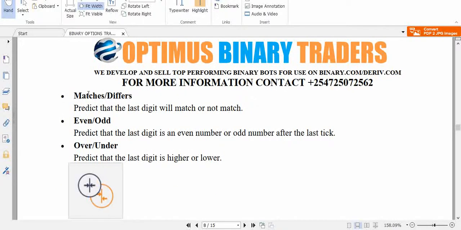So we have matches or differs. So you predict the last digit will match or not match. Not match meaning it will be different. For example, if you predict that the last digit will be 5, if it matches and you are trading on match, you win. If it doesn't, you lose.